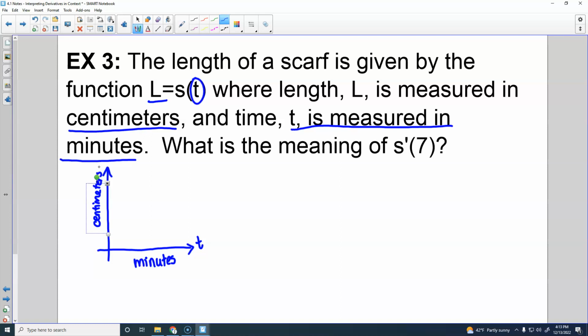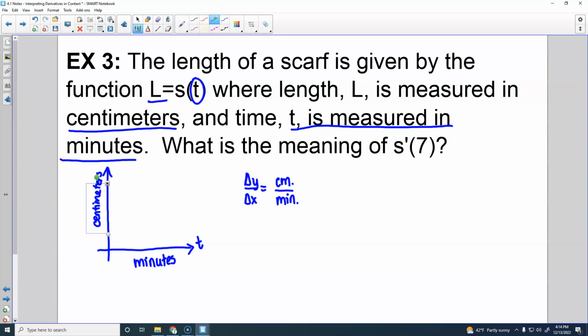Okay, so when we're taking the derivative of L, or S here, you could call it either one, we're finding the slope of our graph of L. So since our derivative is the slope of our graph of S, which would be some graph here, our units are going to be our change in y over change in x. On our y-axis, we've got centimeters. On our x-axis, we've got minutes. So whenever we talk about the answer to this question, our units should be in centimeters per minute. So S prime of 7 is measured in centimeters per minute.